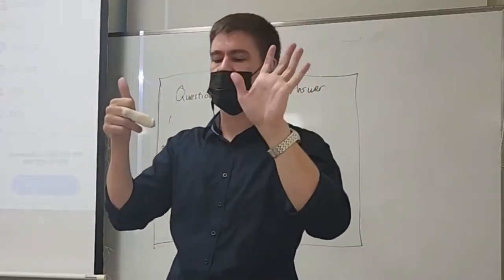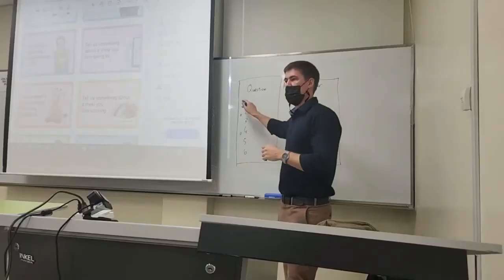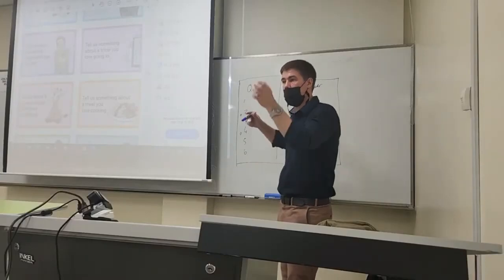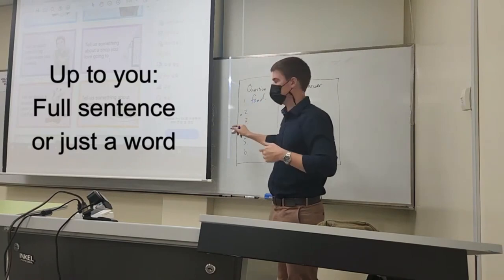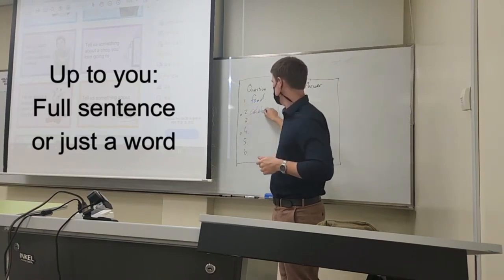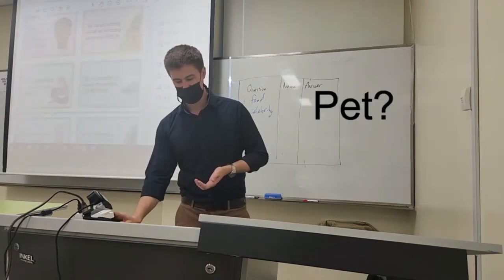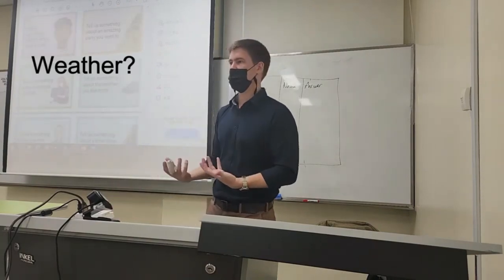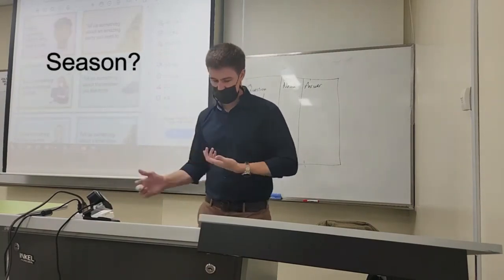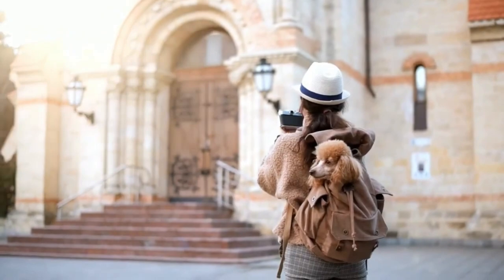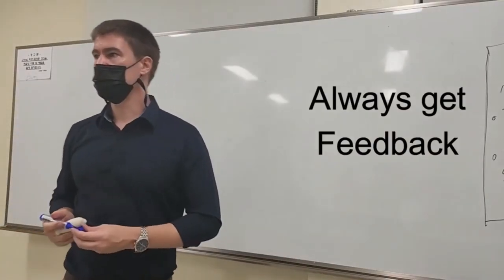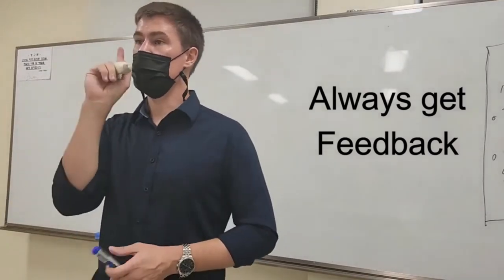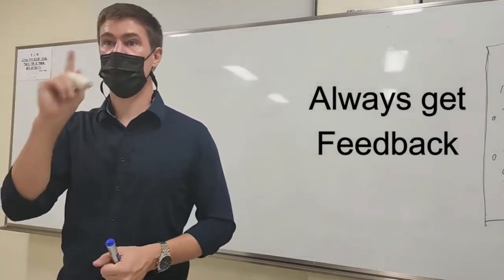What makes you happy? Write down six questions. You can write the full sentence or you could just write down food. Or you could just write down celebrity. Do you have a pet? What is your favorite weather or season? Where do you want to travel to in the future? I want you to tell me about one friend.